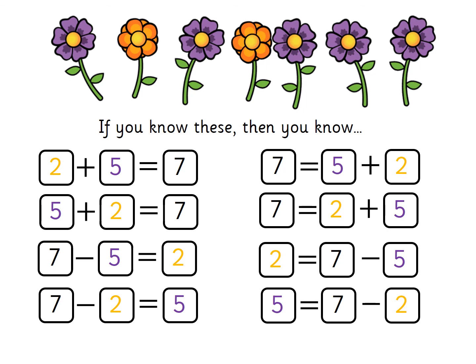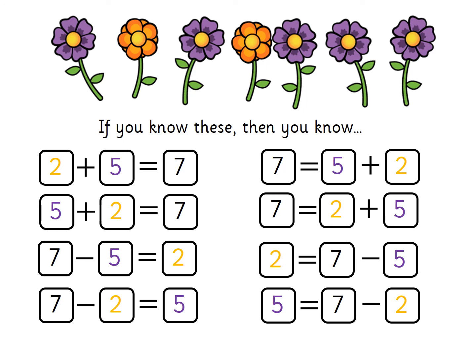Okay? And there's other things that you can do. So the ones on the left is what we just did on the last slide. And then if you know them ones, you can also do the other ones. 7 is equal to 5 add 2. 7 is equal to 2 add 5. 2 is equal to 7 take away 5. 5 is equal to 7 take away 2. And that's a bit tricky.